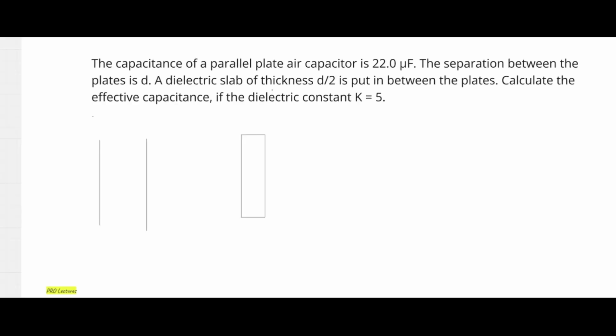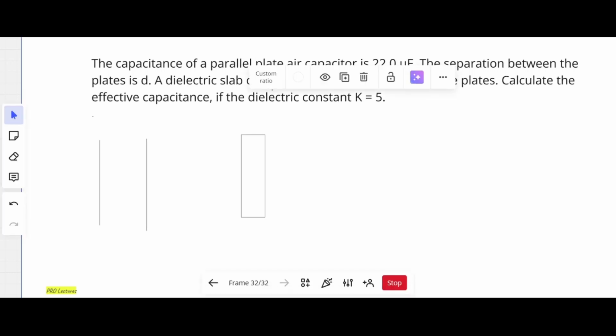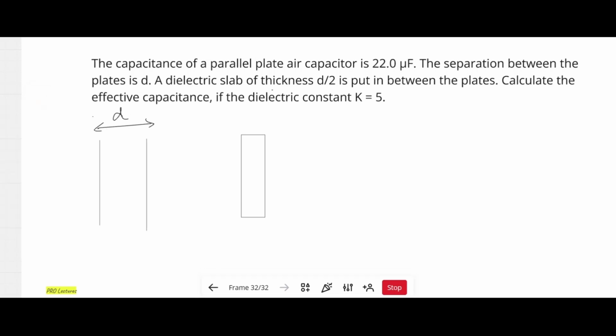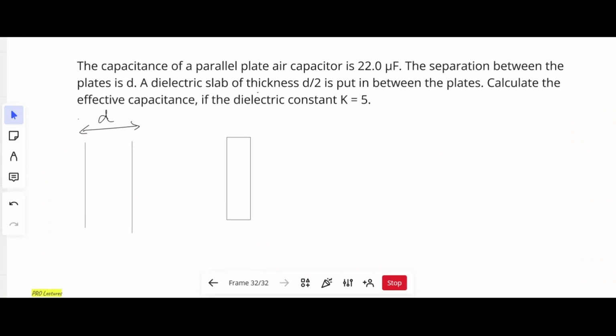Let's take an example of a parallel plate capacitor to understand how this works in real world scenarios. Consider the question: the capacitance of a parallel plate air capacitor is 22 microfarad. So this is the parallel plate capacitor, and the separation between the plates is D, and the dielectric medium here is initially air. Now, a dielectric slab of thickness D by 2 is put in between the plates.